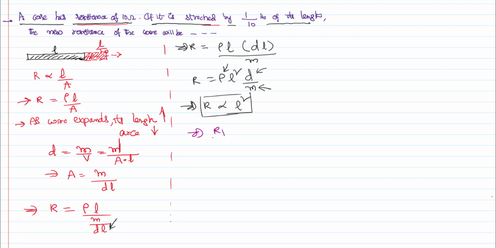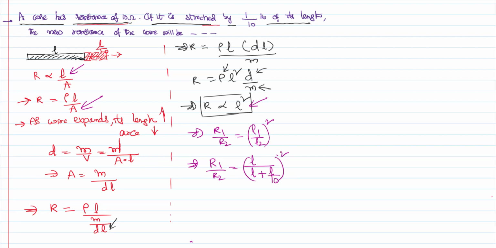That implies R1 by R2 equals L1 by L2 whole square. Be careful, as I have eliminated the term of the area, resistance, instead of becoming directly proportional to length, now became directly proportional to L square. That implies, further I can write R1 by R2 is, L1 is L, L2 is L increased by L by 10, so L plus L by 10 whole square. That is L by L plus 0.1 times of L, whole square. That is L by 1.1 times of L whole square.